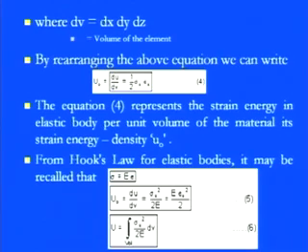This equation represents the strain energy in the elastic body per unit volume of the material, its strain energy density U0. Since it is per unit volume, we can say it is the strain energy density, U0. And since we are considering only an elastic body, whatever the deformation is, it is under Hooke's law, so sigma is equal to E into epsilon, where E is Young's modulus of elasticity.